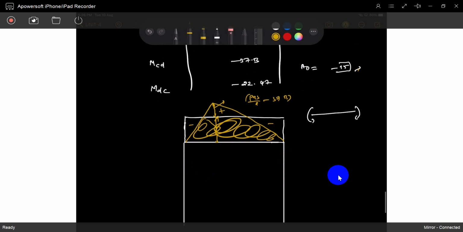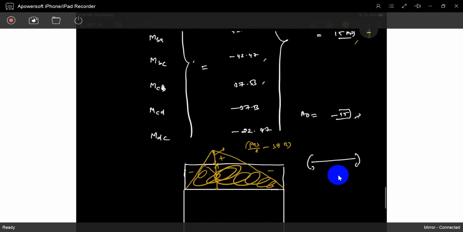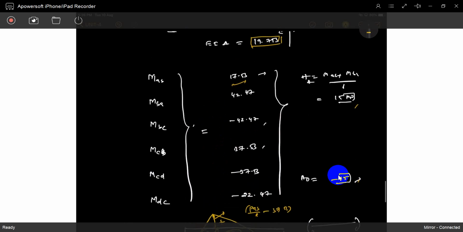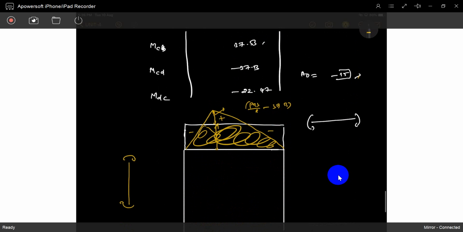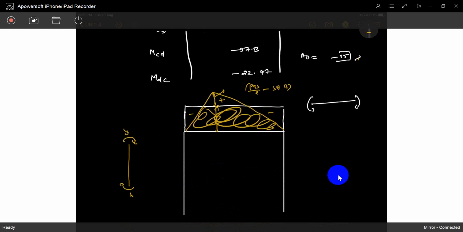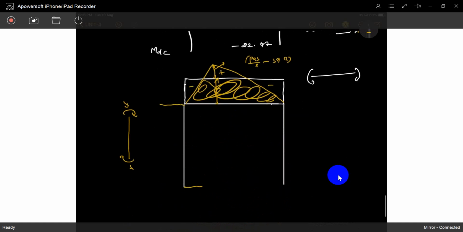So for this column, MAB is 17.53, positive. Positive means clockwise, and clockwise means in this direction. MBA is again positive, 42.53, in this direction. This is hogging. This is sagging. So now we have to write down the numbers: this is 17, this is 42.53.